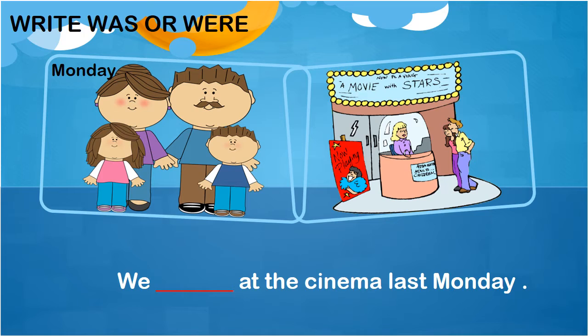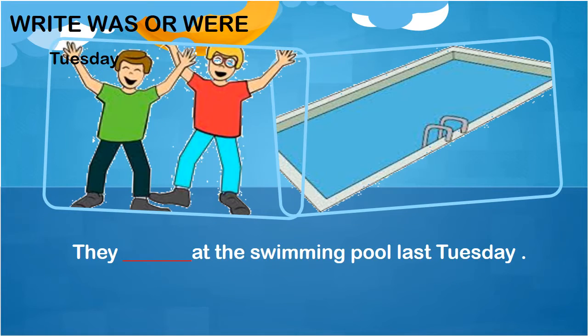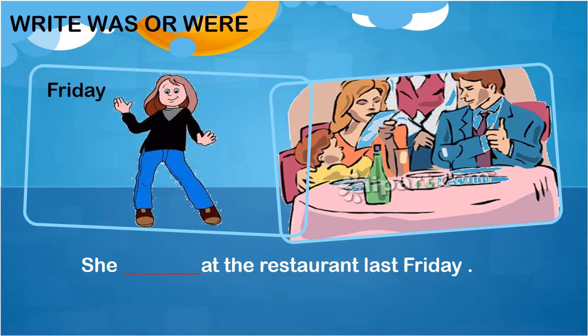Now let's move. We at the cinema last Monday. What do you write? Were. Correct. Next. They at the swimming pool last Tuesday. Do you write was or were? Were. Okay. She at the restaurant last Friday. Was or were? Yes, you write was. Correct.